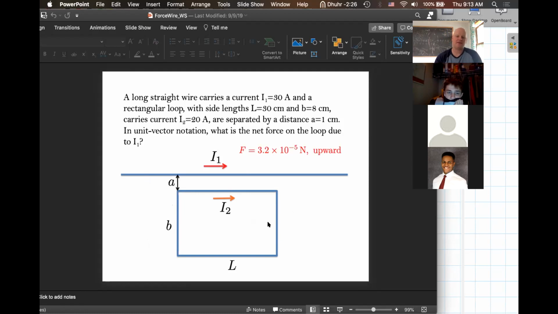But what can you tell me about the force on the right portion versus the force on the left portion? What's going to be true about the force here versus the force here? What do you think?